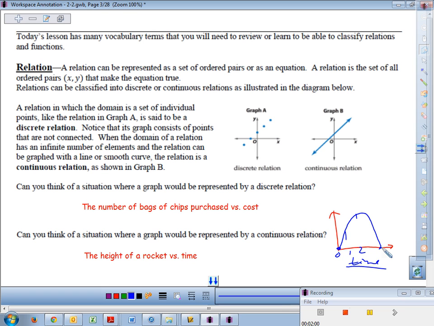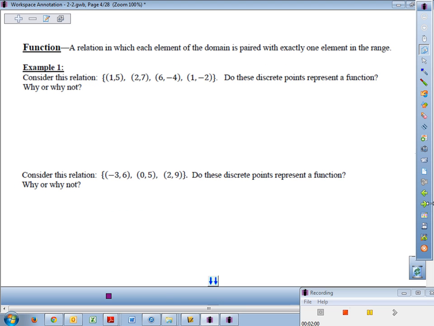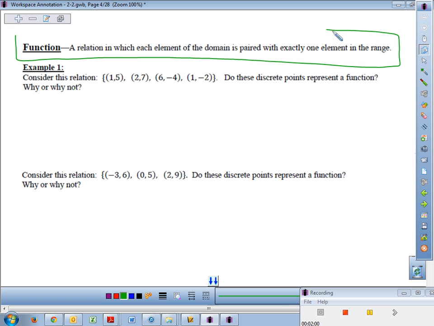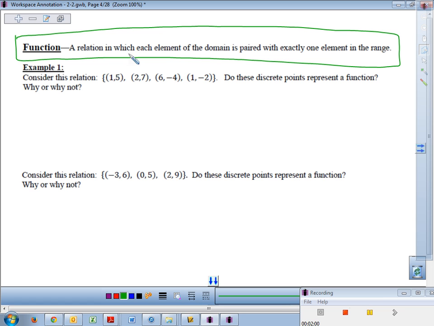We're kind of cool with discrete versus continuous. All right, let's move on. A function. This definition, either highlight it or put a box around it. We will talk so much about functions. A function is a relation in which each element of the domain is paired exactly with one element in the range. Each element in the domain is paired with one element in the range. Let's put a little helpers above this. The domain is our x values, and the range is our y values.